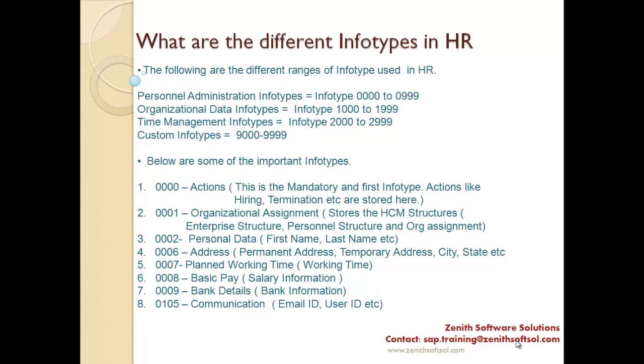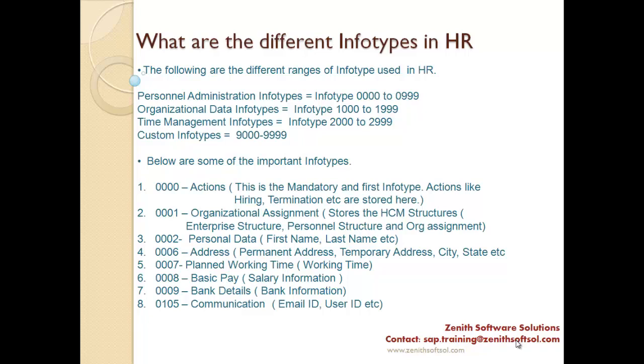Now, coming to info type 9, info type 9 stores the bank details, such as bank information. It could be the account number, the name of the bank, and the payment method, like how the salary will be paid, whether it is going to be paid by check or cash, and similar other details. And the last info type is 105, which is communication. This info type stores the email ID, user ID, etc. Because this info type is communication, there are two ways: communication to the employee, communication to the system.